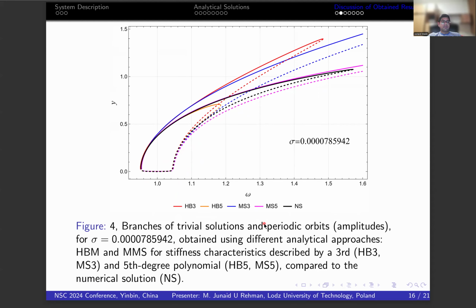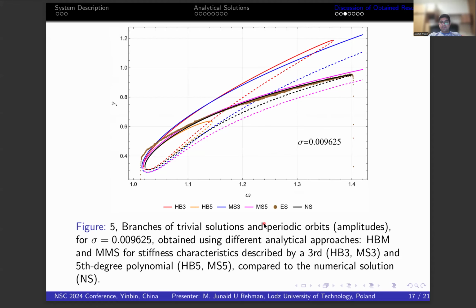Furthermore, the figure shows the branches of periodic orbits obtained using different analytical methods: the harmonic balance method for stiffness characteristic described by the third order polynomial HB3 and fifth order polynomial HB5, and the multiple scale method for stiffness characteristic by third or fifth order polynomial. And this time it is isolated from the trivial solution, which is stable over the entire range of changes in the frequency omega. So there are also presented amplitudes of periodic orbits obtained analytically.